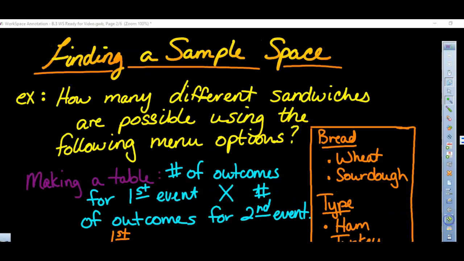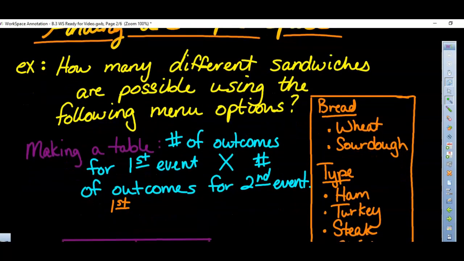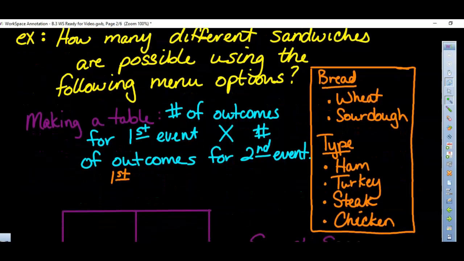So let's try an example here. How many different sandwiches are possible using the following menu options? So we're going to some sort of deli, okay? And we have two options of what kind of bread we want, wheat or sourdough. And then we have four different types of actual sandwiches. So we could have a ham, turkey, steak, or chicken sandwich.